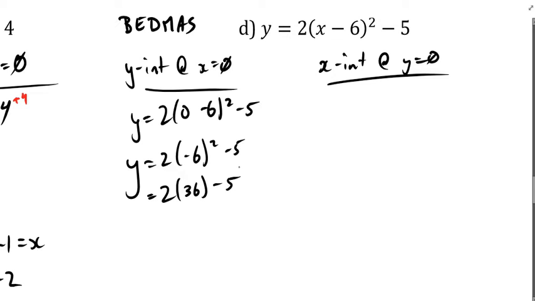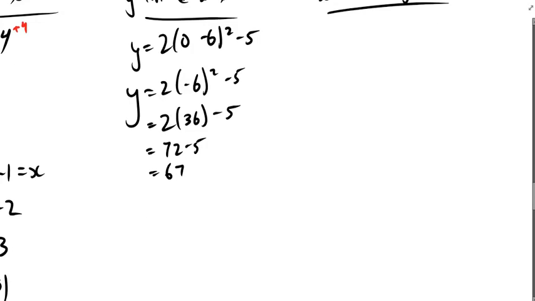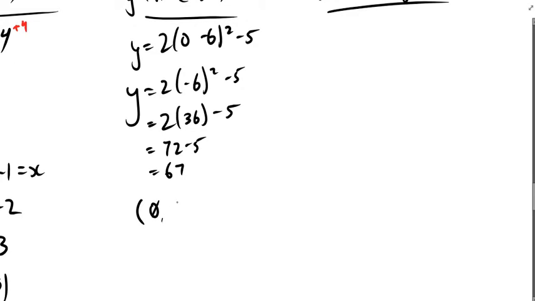Some people multiplied by 6 and got negative 12. Whoops. So I've done the B, I've done the E. Now I do divide and multiply. There's no dividing. So what's 2 times 36? 72. 72 minus 5, 67. So if you got 67, that's awesome. If not, be careful of your BEDMAS.